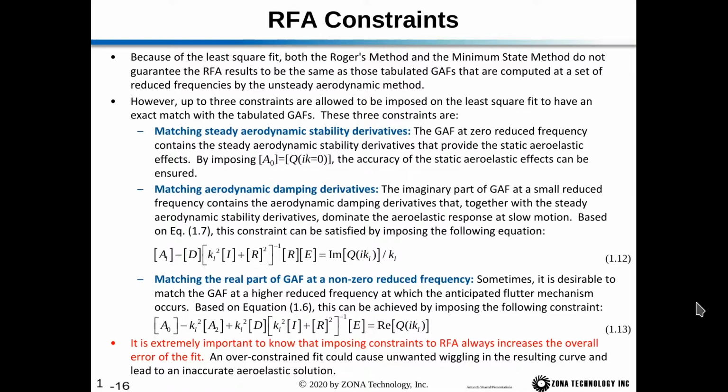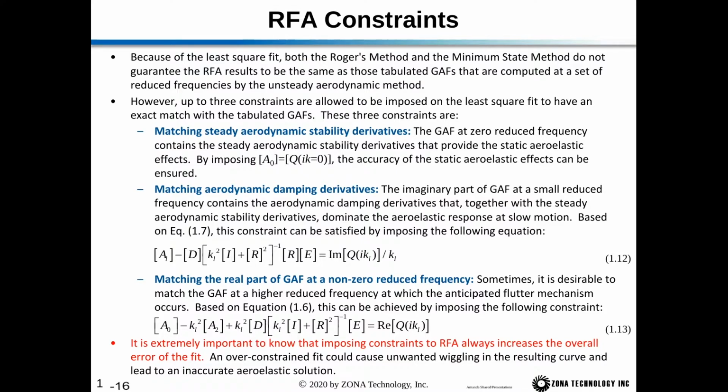Next, we'll talk about the RFA constraints. Now, because of the least square fit, both the Rogers method and the minimum state method do not guarantee that the RFA results are the same as those tabulated GAFs that are computed at a set of reduced frequencies by the unsteady aerodynamic method. However, you can apply up to 3 constraints to be imposed on the least square fit to have an exact match with the tabulated GAFs.